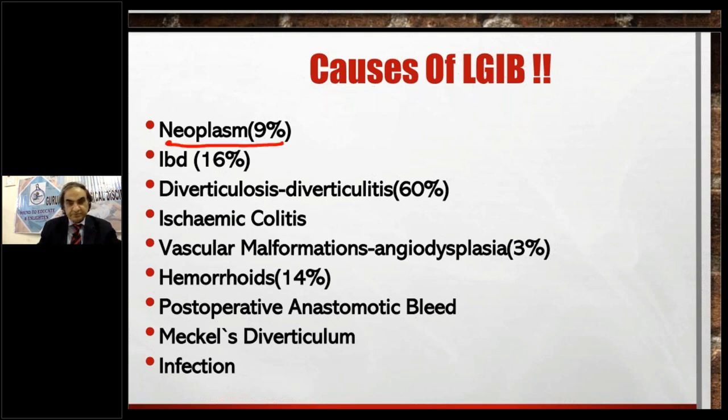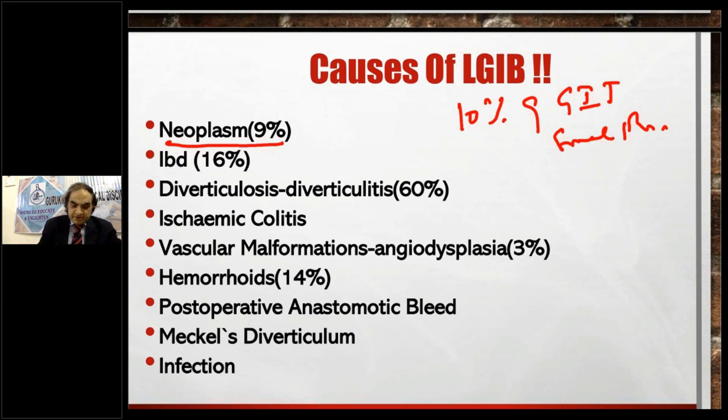Neoplasms? Are they common? They're common in the large bowel. Small bowel neoplasms are only 10% of total GIT. 10% of all GIT malignancies are small bowel. So they're rare because they believe that the content moves so quickly that the carcinogens cannot act. Inflammatory bowel disease accounts for 11%, which includes both ulcerative colitis and Crohn's disease. They are all grouped together now.